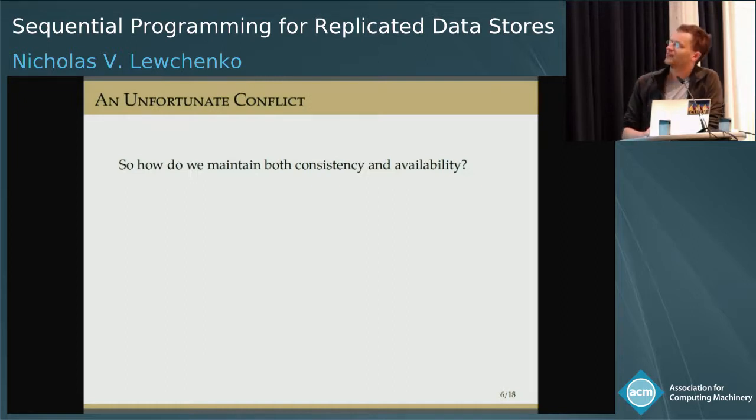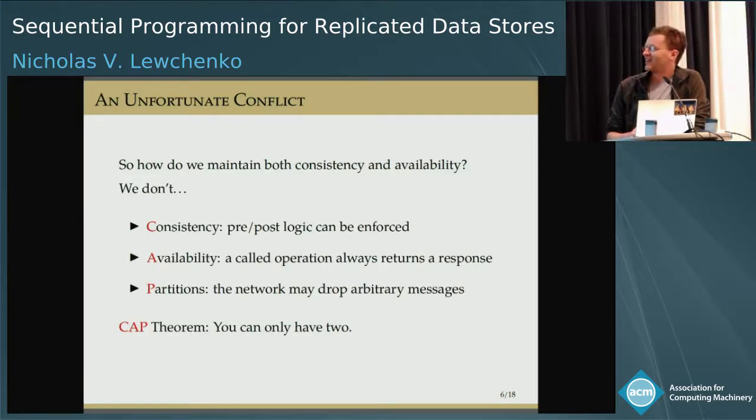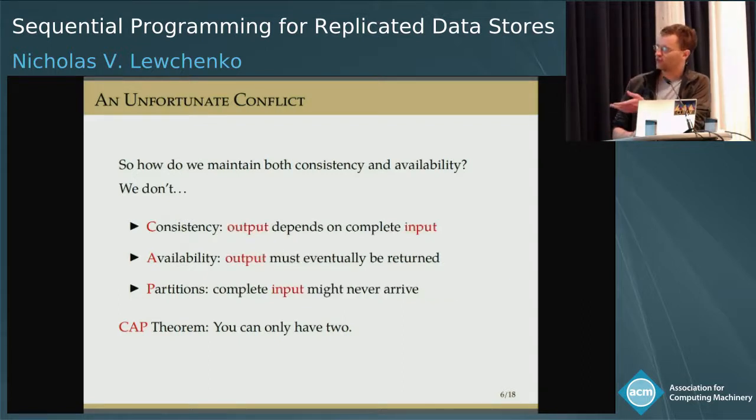So how do we get both consistency and availability? Well, we can't, sorry. Thanks to the CAP theorem, it's just impossible. Essentially, it comes down to if we have partitions, which are a given in a distributed network, then we can't have both consistency and availability. And it's pretty simple. Partitions say that we may never get our complete input. Consistency says that our output has to depend on our complete input. So availability, which is that we have to get an output, we can't have that if we might never get an input.